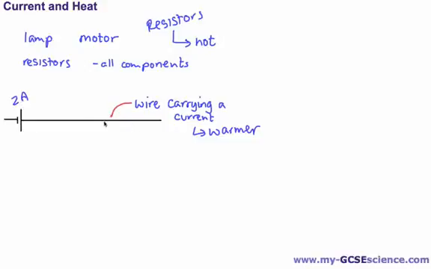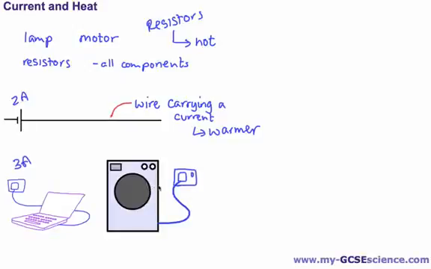If I make this into a thinner wire, it will get warmer still, and if the wire is thicker, then it won't get as warm, and that's all down to the amount of resistance offered to that current. Now this is taken into consideration when we have our appliances. So for example, a laptop will run off less current than a washing machine, so this has a thinner cable that supplies current to it.